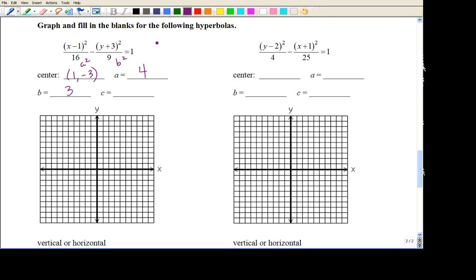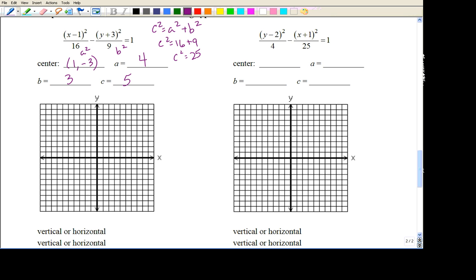And for an ellipse, we use the formula c squared equals a squared minus b squared. But for a hyperbola, because the c is on the outside of the a, we're going to actually use the Pythagorean theorem: c squared equals a squared plus b squared. So we have c squared equals 16 plus 9. So c squared is 25. Therefore c, the square root of 25, is 5.